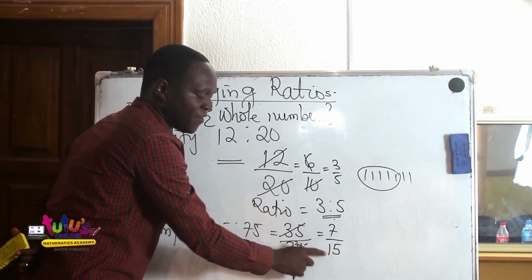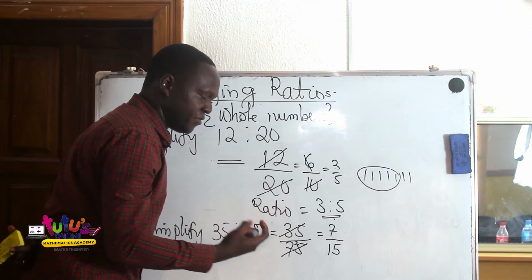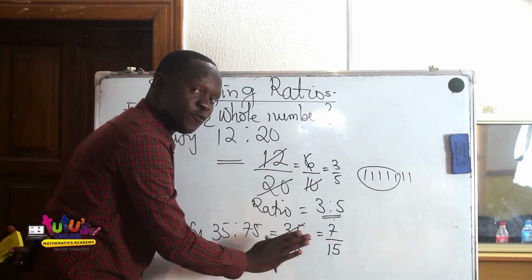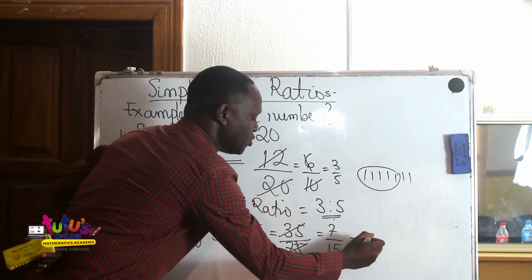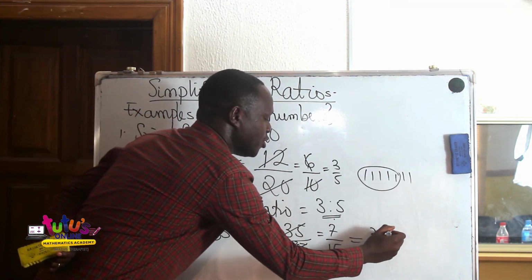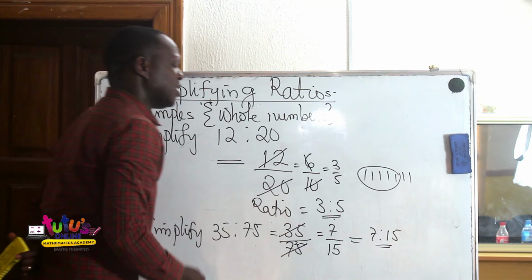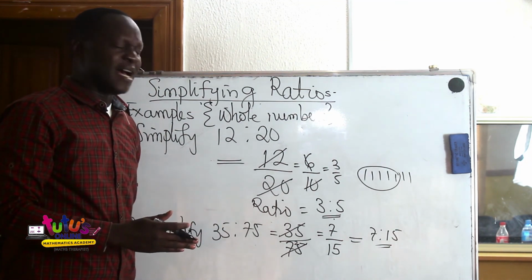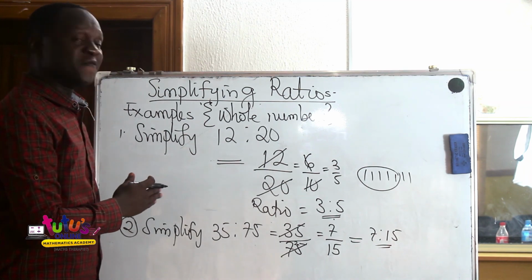Now looking at this, 7 over 15, is there any common factor there? 3 can divide 15, but it can't go into 7. So this is our reduced form. So as a ratio, our answer is 7 ratio 15. Now this is what you do with whole numbers. The next thing we'll be looking at is dealing with fractions.